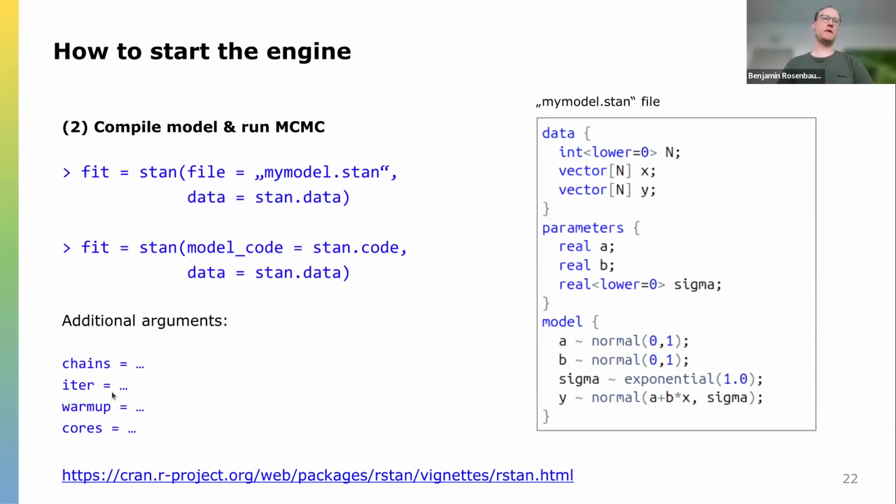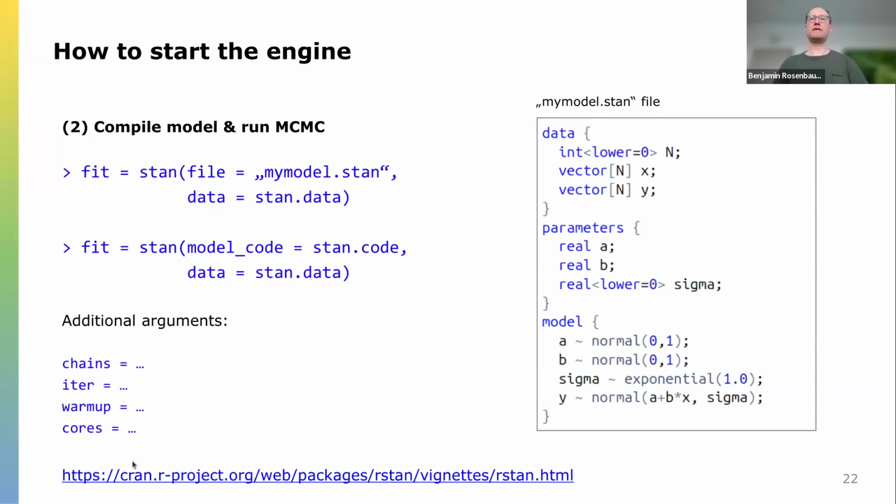And you can specify some other arguments. They are kind of the same as in BRMS: how many chains, how many iterations, or if you want to, for instance, run 4 chains in parallel on 4 cores, then you say cores = 4. And that's it for model fitting.